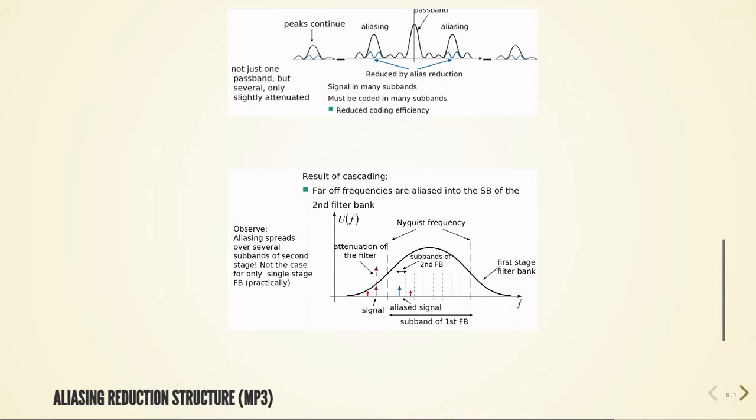And the result of cascading is that far off frequencies are aliased into the stop band of the second filter bank. And observe that the aliasing spreads over several subbands of the second stage. And this is not the case when we have only single stage filter banks, which is done practically. So we have here attenuation of the filter and subbands of the second filter bank. We have here the alias signal, the signal here, and alias components. So here we really need to pay attention to the first stage, the second stage, and the effects of the aliasing from the first stage into the second stage, and so on.